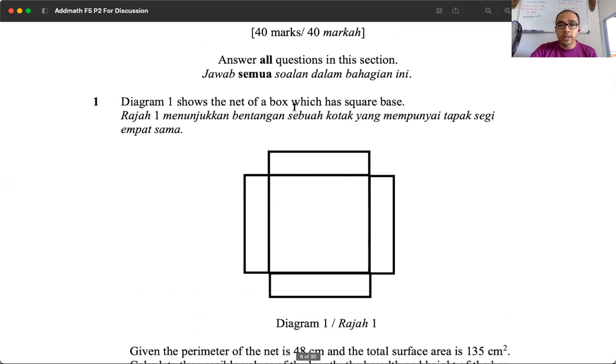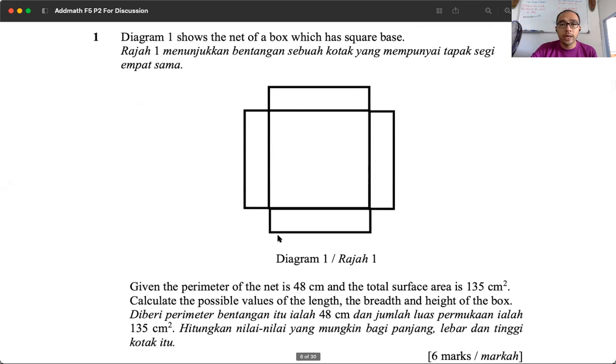So diagram 1 shows the net of a box. A net means you have one box and then you open the whole box until it becomes one flat piece. So this is how it looks. I have no idea what kind of box this is, but obviously it doesn't close properly at the top. It looks like there is no top. It is an open box. It looks like it, because these are the 4 walls and this is the base.